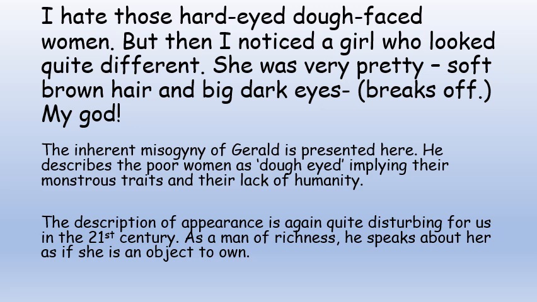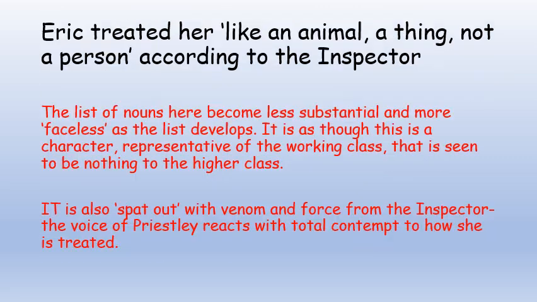A hatred of women, doe-eyed and hard-eyed, and doe-faced. He presents these women as being monsters because they're poor, basically. And again, as a man of richness, he speaks about her as if she's an object, Eva, to own. He talks about the aesthetics of how she looks, and it's just all a bit sinister.